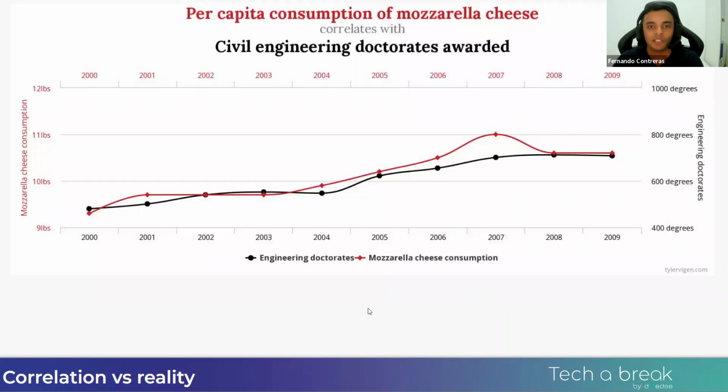Yes, correlation is good, but it's not enough, because sometimes it might be an outlier. I provide you an example of a correlation from a very popular website, which says that there is a high correlation between engineering doctorate graduates in the United States and mozzarella cheese consumption, which are completely uncorrelated variables. However, they present a correlation by accident.